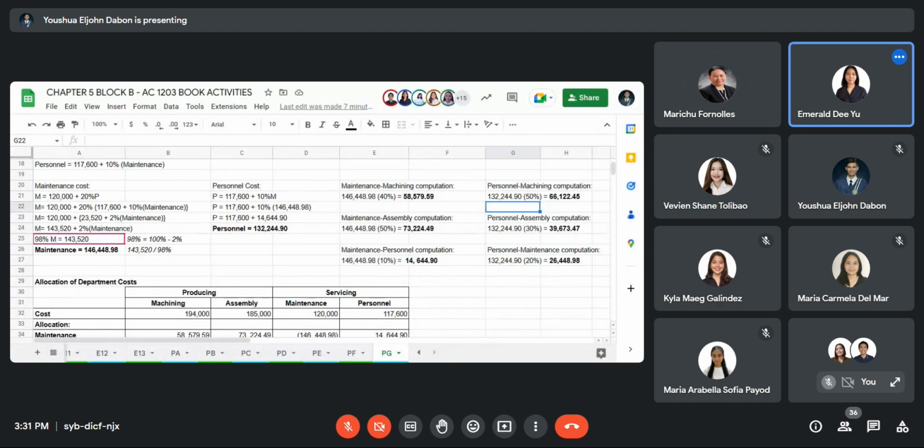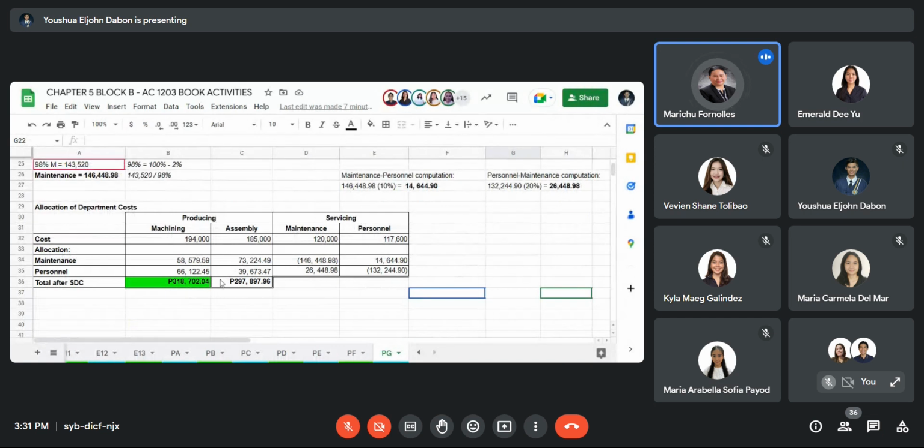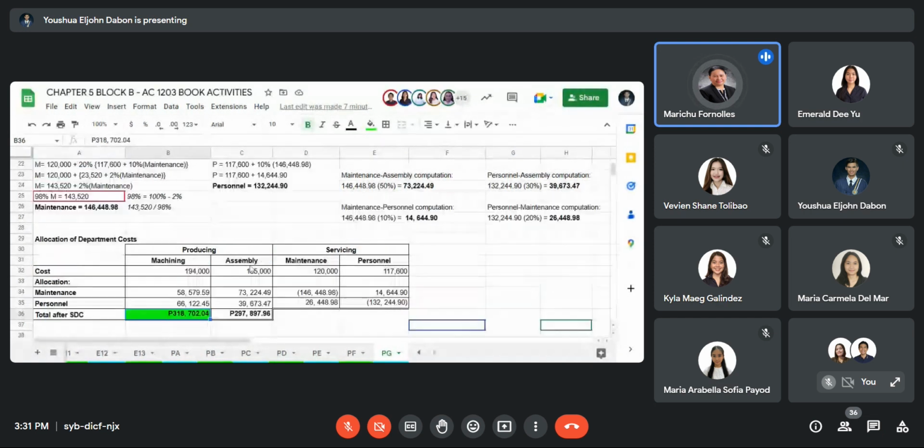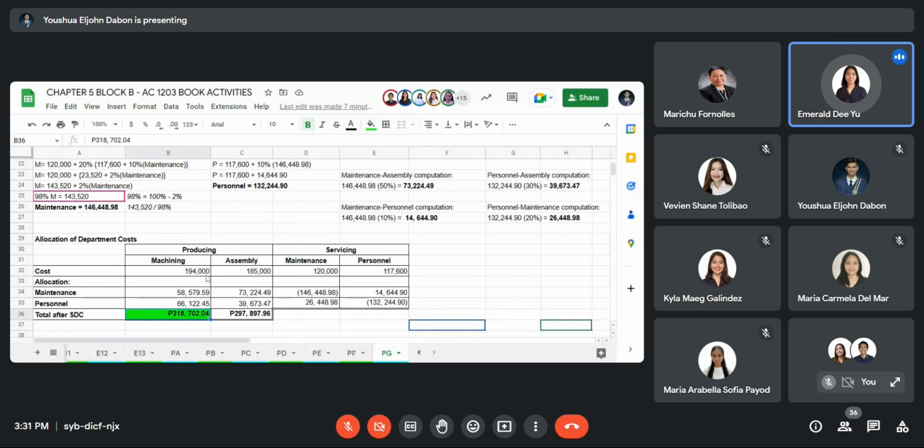You are required to get only the total machining overhead after the distribution of SDC. So what is your answer? Yes, ma'am. And then we add the total 194,000 plus 58,579.59 plus 66,122.45 is equal to 318,702.04 for the total factory overhead of the machining department after distribution of service department costs.